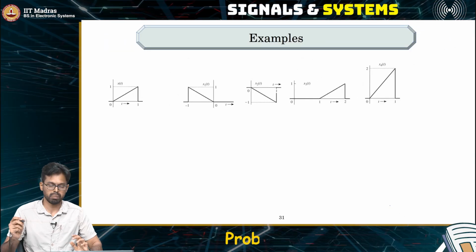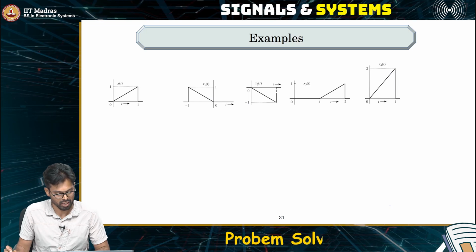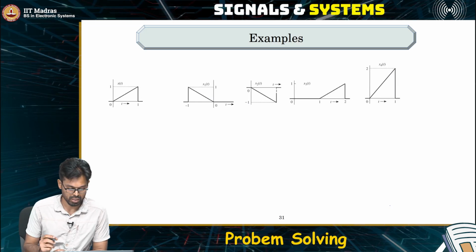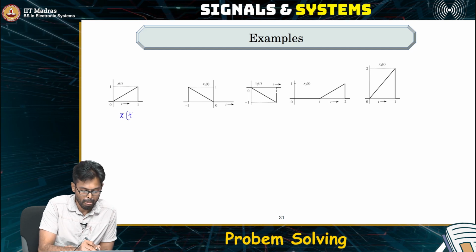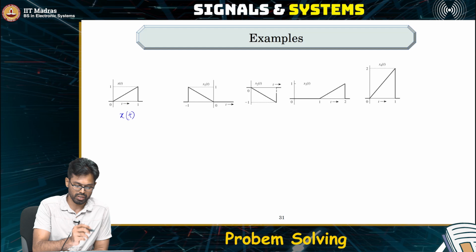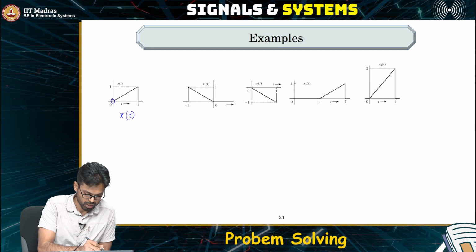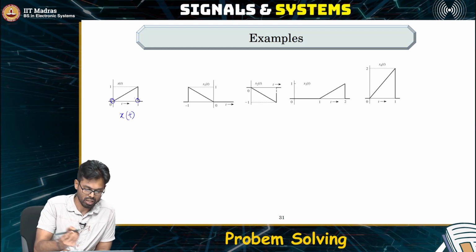Let's see some examples now. So we have learned the technique. Now let's apply that to some examples. So this is our x of t here. And what are the critical points? The first step is always to identify the critical points. It is at the origin and at 1.